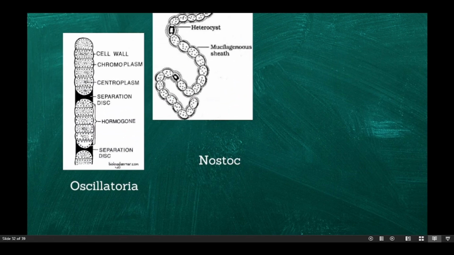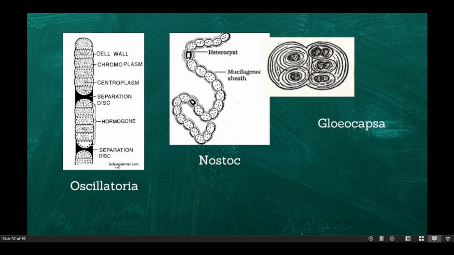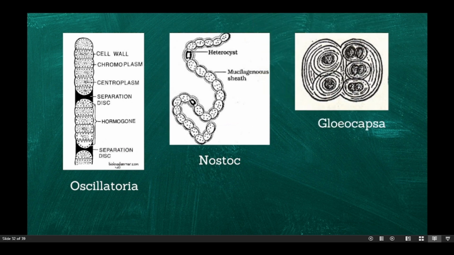Oscillatoria is a very good example. Another one is Nostoc, Gloeocapsa. This Nostoc, it is a biofertilizer.